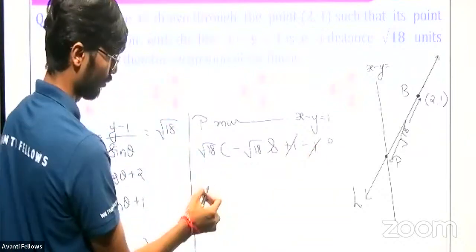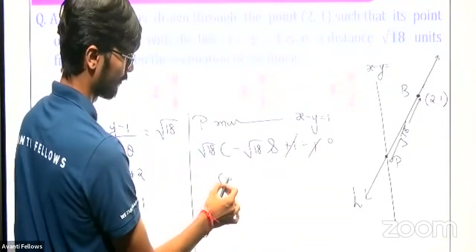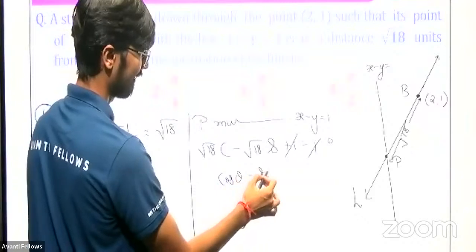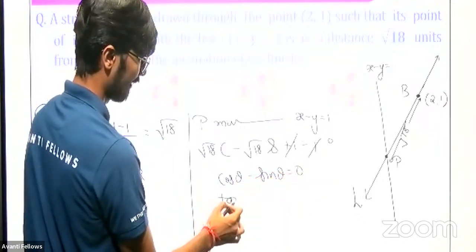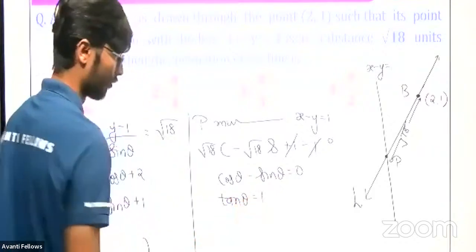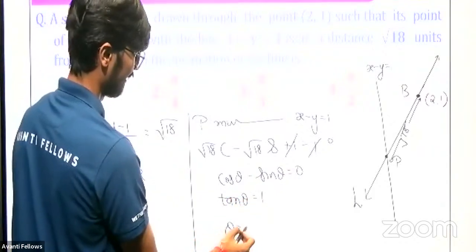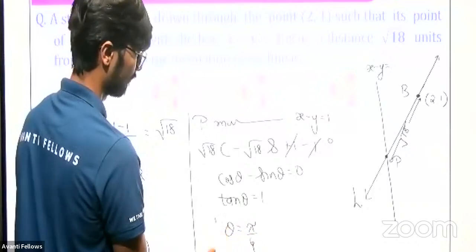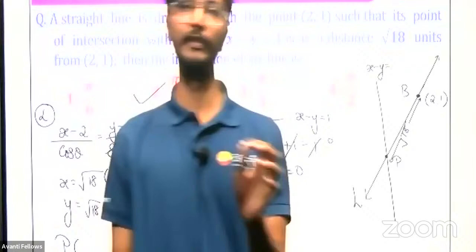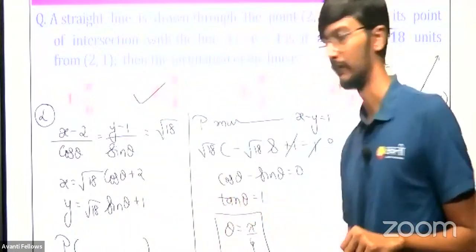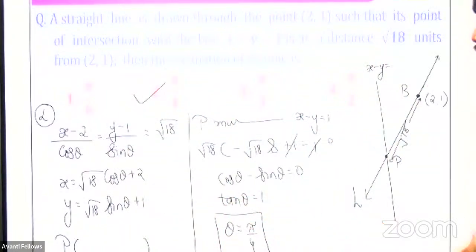So we can divide by root 18. I'll get cos theta minus sin theta equals 0. That means tan theta equals 1, and that means theta equals pi by 4. Simple. What is pi by 4? Pi by 4 is the inclination, because we know theta means inclination. Got it? So this is a good example of when to use the symmetric form or parametric form.